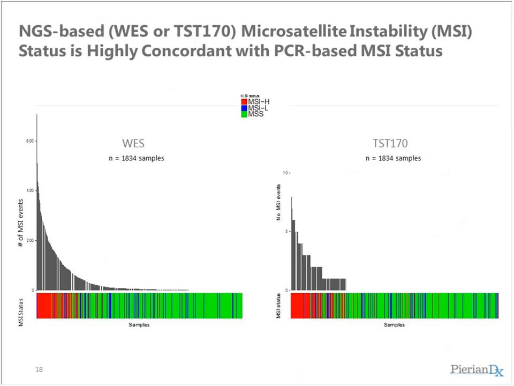This slide shows our initial validation analysis, and again, we took TCGA samples where the MSI status was known, and we calculated microsatellite instability across thousands of loci that had microsatellites within the whole exome, and then limited to the TST170 capture region. And again, you can see that MSI status is very highly correlated to the number of MSI events, which is what's plotted on the y-axis, as compared to the MSI status determined by PCR, whether it's microsatellite stable, low, or high.